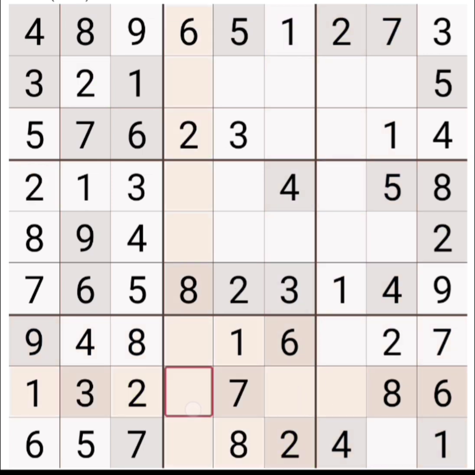Let us complete the 8th row. In this row, 1, 3, 2, 7, 8, 6 are there. 4, 5, 9 are missing. So we cannot fill 4 in this cell and in this cell as well because 4 are in the same columns. So 4 will fill up here.